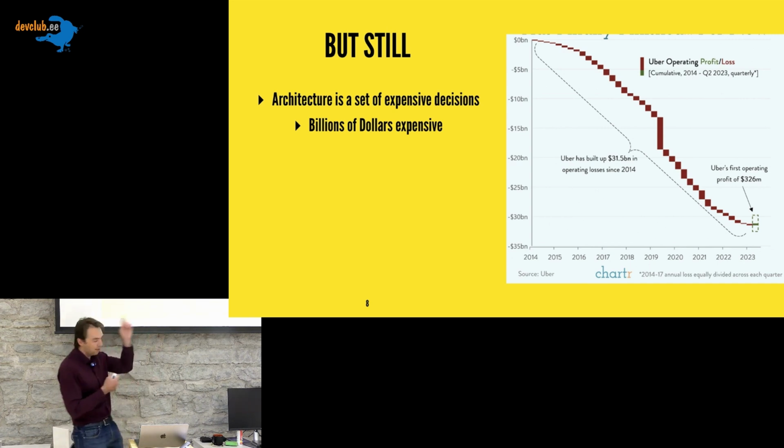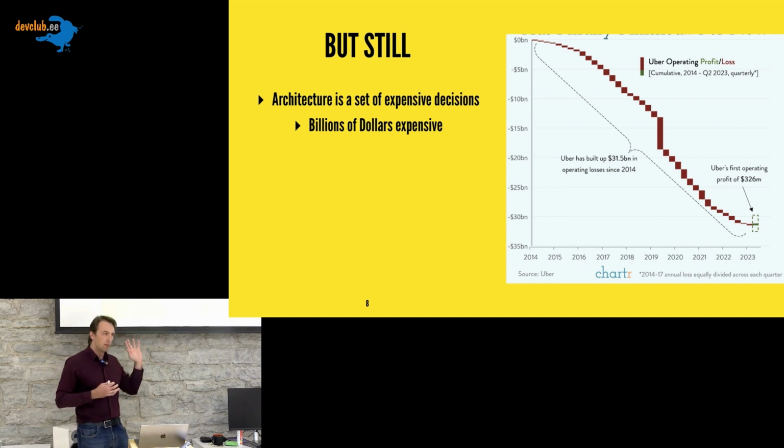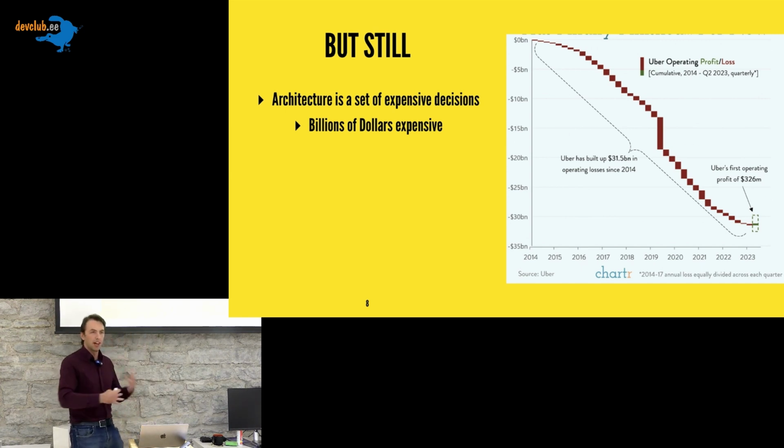So this graph shows you that Uber, for the last 9 years, built up a whopping 30 billion in operational debt. And only recently, this year, they showed some operational profit, like first time in 9 years. So they're kind of trying to catch up. And yeah, of course, they're hiring a lot.